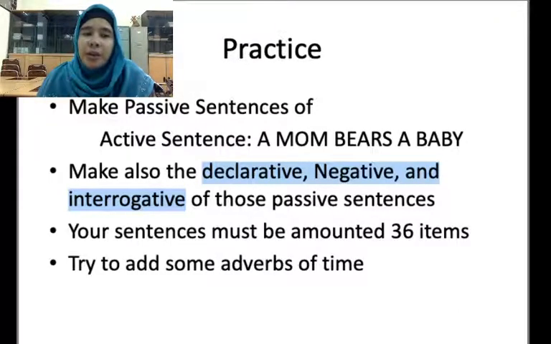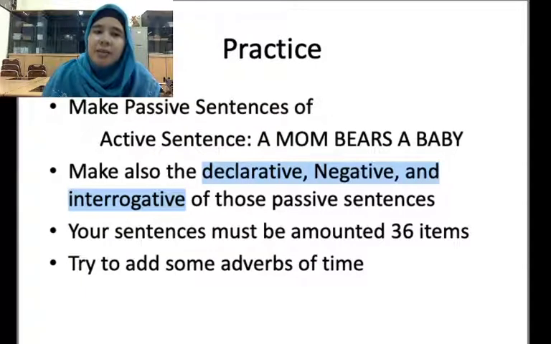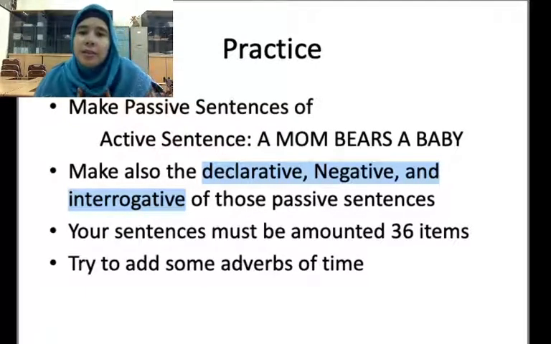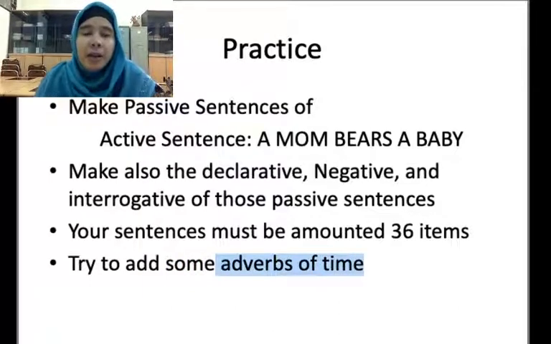If you have questions, how do we make negative and interrogative? Just the same as in active voice, for negative, put the word not after the auxiliary. For interrogative, put the auxiliary first before the subject. Just the same. The only difference is you need to have verb 3 in all of the sentences. Okay, and then the last one is try to add some adverbs of time. Every tense should have a different adverb of time.